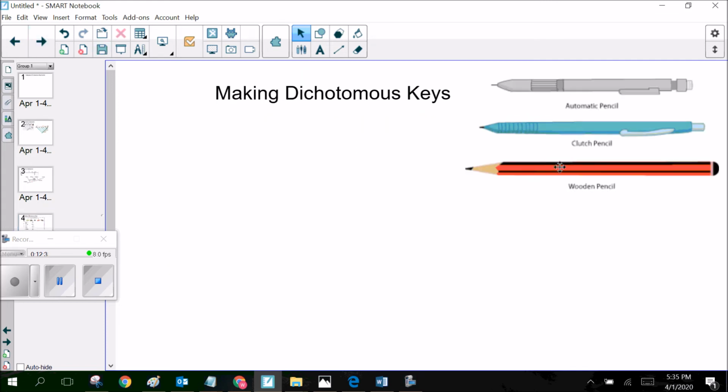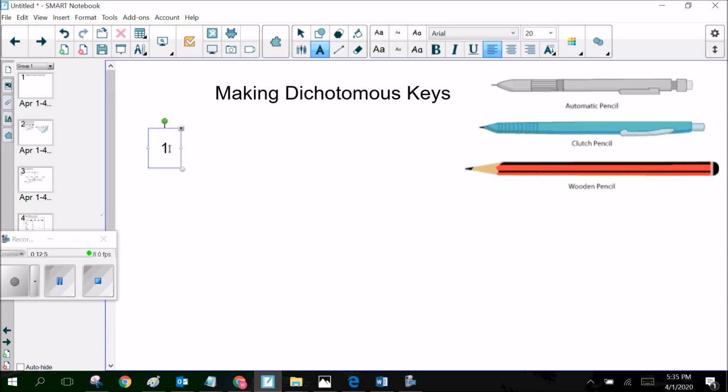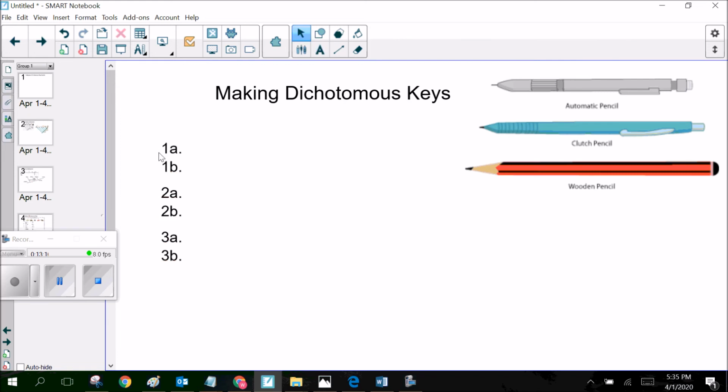So I'm going to pretend, because I can't show you here physically, that I have 3 pencils in front of me: a wooden pencil, a clutch pencil, and an automatic pencil. Now they're non-living things, but let's say that these were living organisms and I wanted to sort them based off of their features. I can make a dichotomous key. So making a dichotomous key, what you do is you first come up with a list. So I have 1A and 1B. And then I have 2A and 2B. And 3A and 3B. I don't know if I'll need all these options, but I'm just giving myself a large list to work off of.